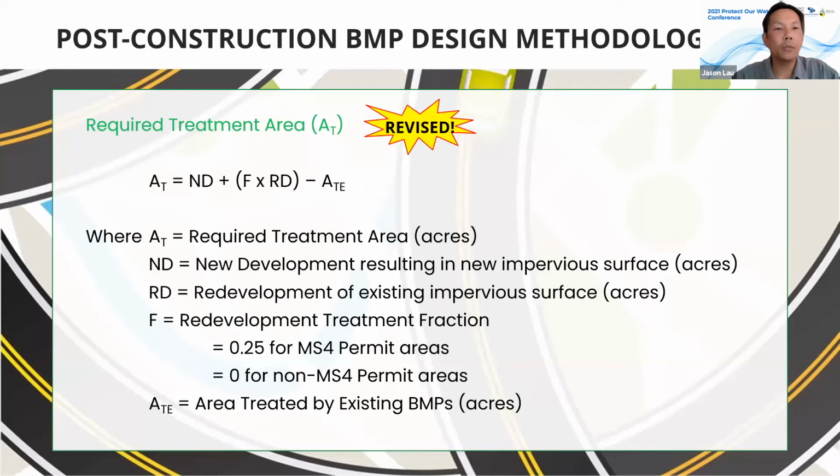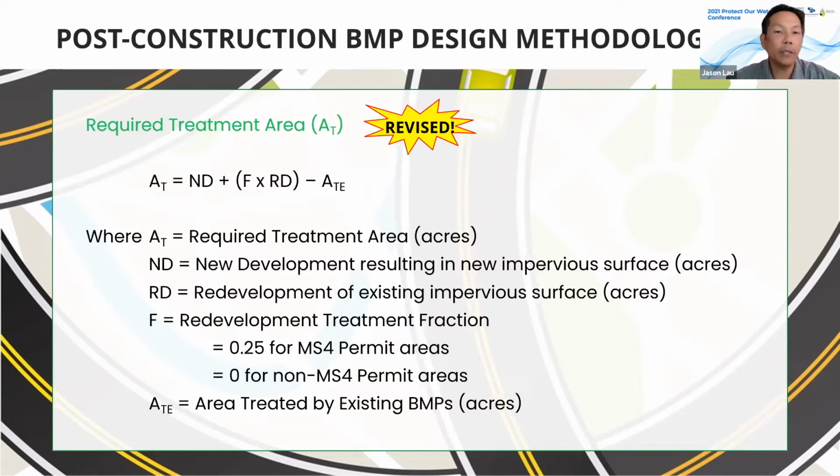And then the way to compute what your required treatment area is, is with this formula. It's based on your new development as well as redevelopment. And if you notice, there's also this F variable, which is the redevelopment treatment fraction. If you consider a pervious area and you build a new road, the impact to the MS4 is the big difference between the pre-development and the post-development conditions. So you're required to treat the entire impervious area.